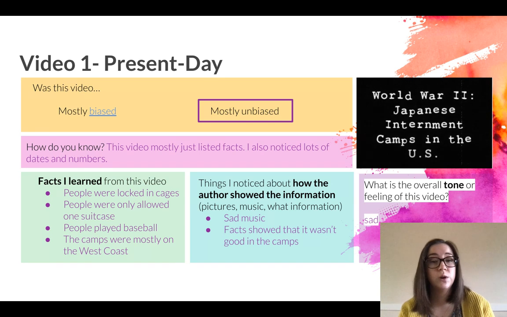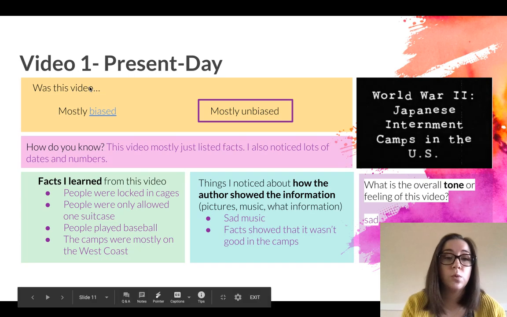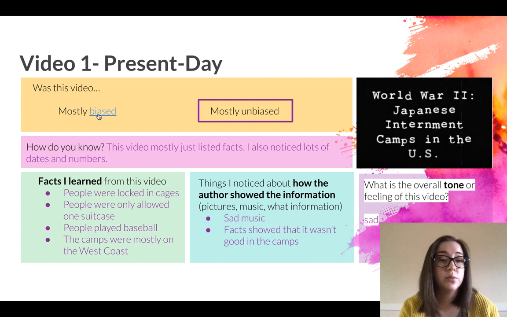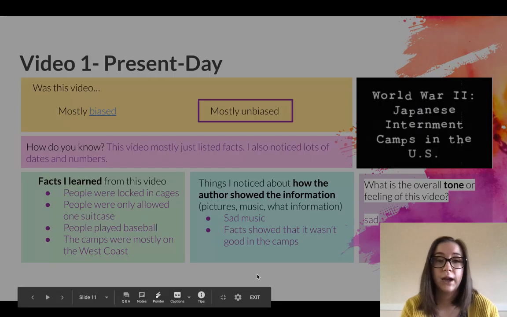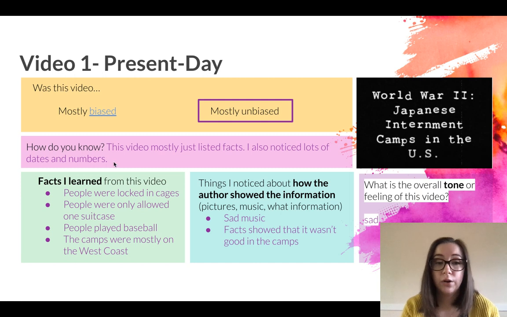So after we would watch the videos, this would be the activity that I would have them do. This is kind of the more scaffolded version. I would ask, was this video biased or unbiased? There is a link here back to the page where we talked about what is biased, what is unbiased, and then how do you know? I would ask the kid to explain, how do we know it was biased? How do we know it was unbiased?